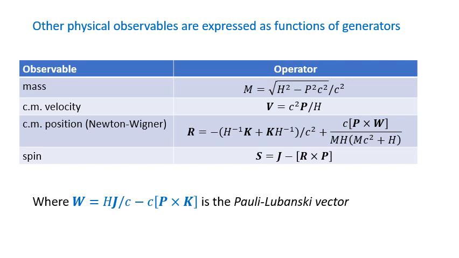The 10 Poincaré generators correspond to the so-called basic observables. Wigner's theory makes a reasonable assumption that all other observables can be expressed as functions of the basic ones. Then it's not difficult to derive these functions, some of which are shown here. These are operators of the total mass, center of mass velocity, Newton-Wigner position, and spin.